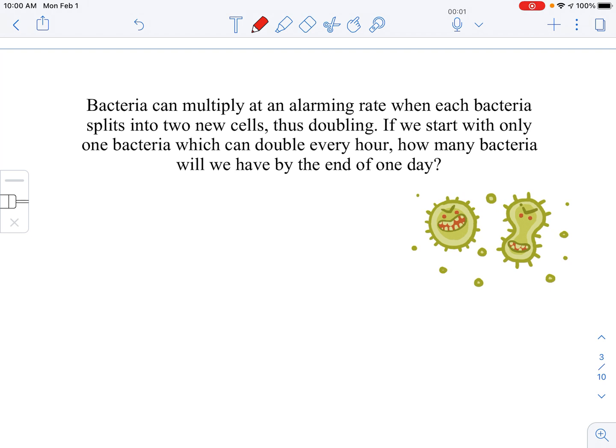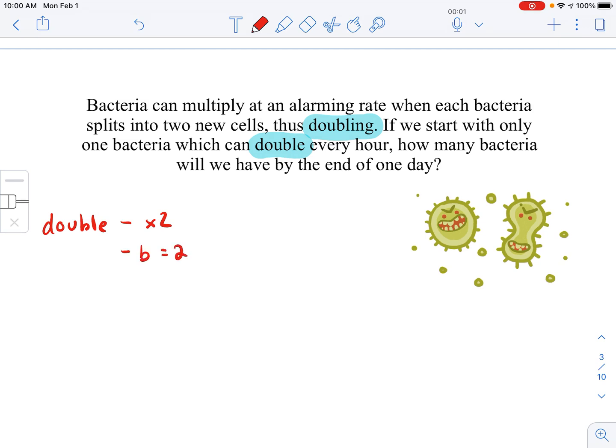So here we have: bacteria can multiply at an alarming rate when each bacteria splits into two new cells, thus doubling. If we start with only one bacteria, which can double every hour, how many bacteria will we have by the end of one day? Okay, so the key word in this question is going to be double. Whenever we see the word double or doubling, that means that we are multiplying by 2, which means that my B value is going to be 2.